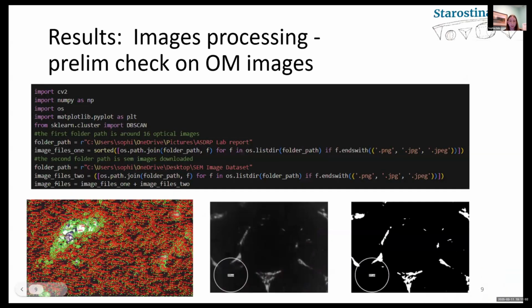And so we first started by doing image processing on our optical images. The top image shows the folder path of 16 optical microscope images and a couple SEM images the code was initially run on. The bottom left image shows an example of one of the initial results for the optical microscope image, while the 2 right photos show the original image and the image after background subtraction had been applied.